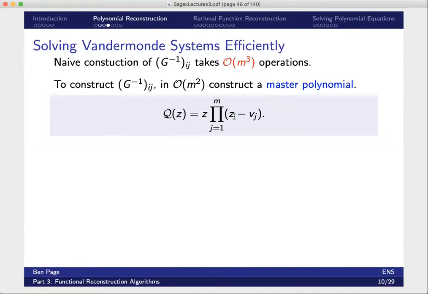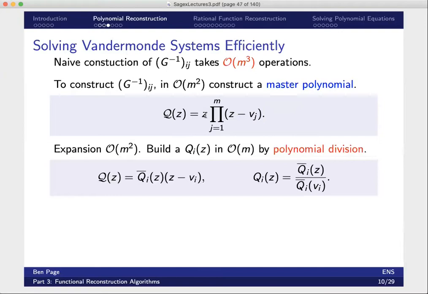We can expand this thing out in M squared operations, but then we can use it to build our coefficient, our particular polynomials QI. And we can do this by using polynomial division. If we take this polynomial and divide it by the root that we don't want to vanish at, then we're going to get the numerator of QI from the previous slide. And so the only thing then we need to do is make sure that this is properly normalized.